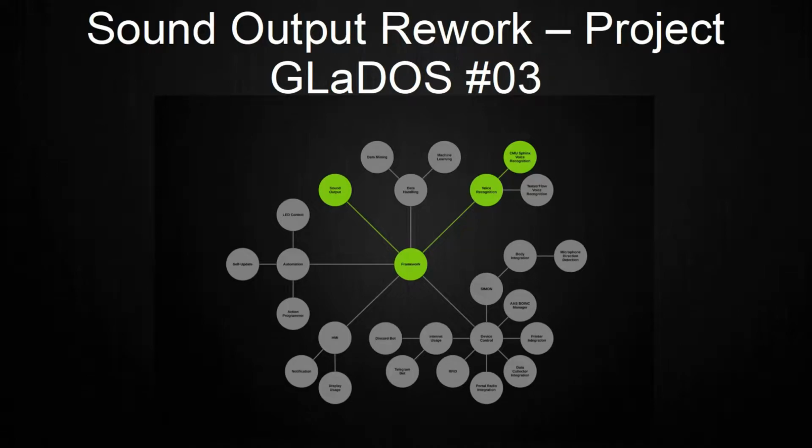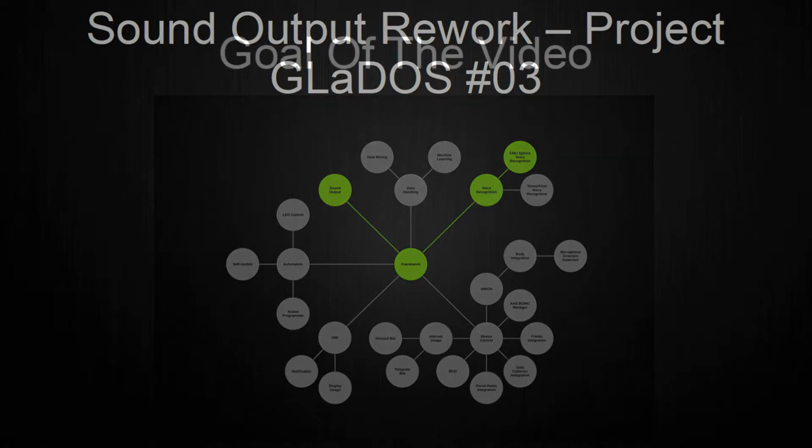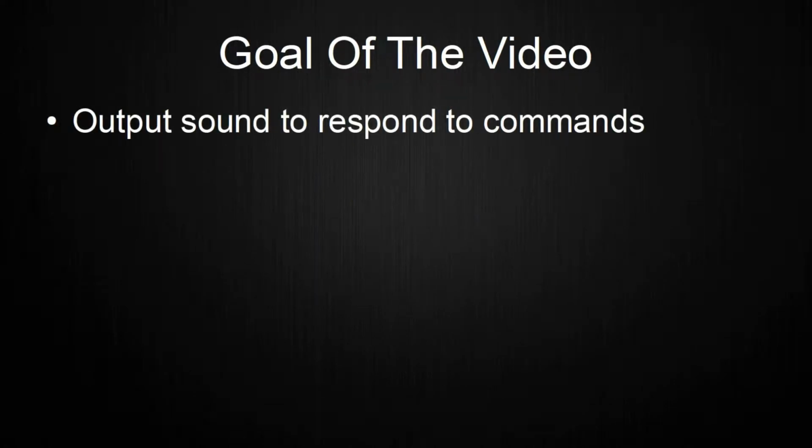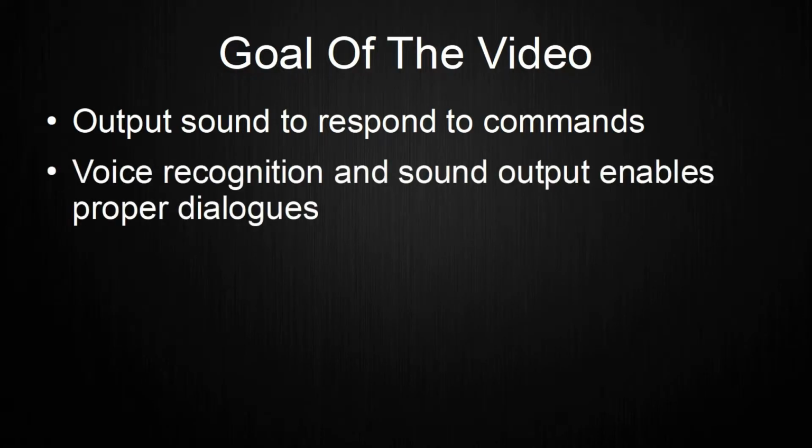Hello everyone and welcome to the next video of this series about working on the project of my own functioning GLaDOS miniature. Last time I implemented the voice recognition to control the program with my voice. This video is about how to get the program to use sound to respond to commands. This feature is essential and was also present in the old program like the voice recognition. Having both voice recognition and sound output will enable me to have proper dialogues with the program.